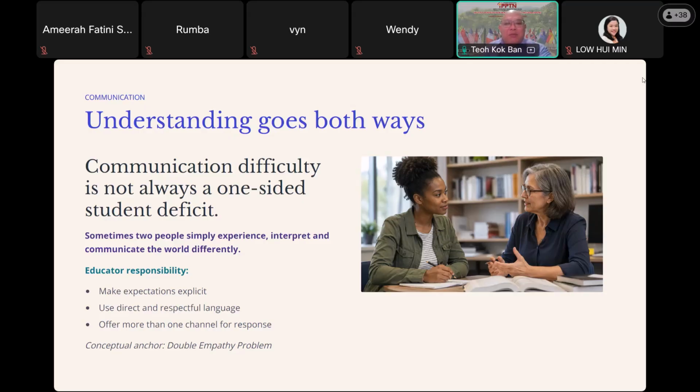So the student may communicate something in a way that makes perfect sense to them, but we may interpret it differently. The same thing goes for us. When we say something, we think that it's clear, but the interpretation can be different on the other side. What makes sense to them, when it comes to us, could be another thing when we interpret it. So understanding has to go both ways. It's not only one way.